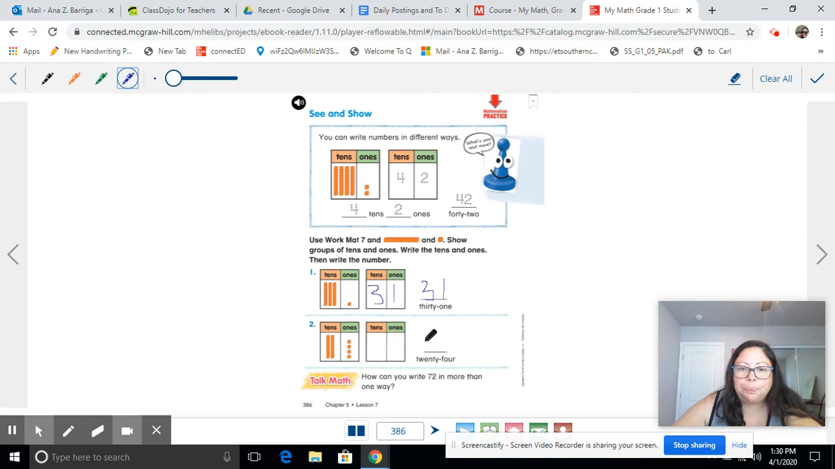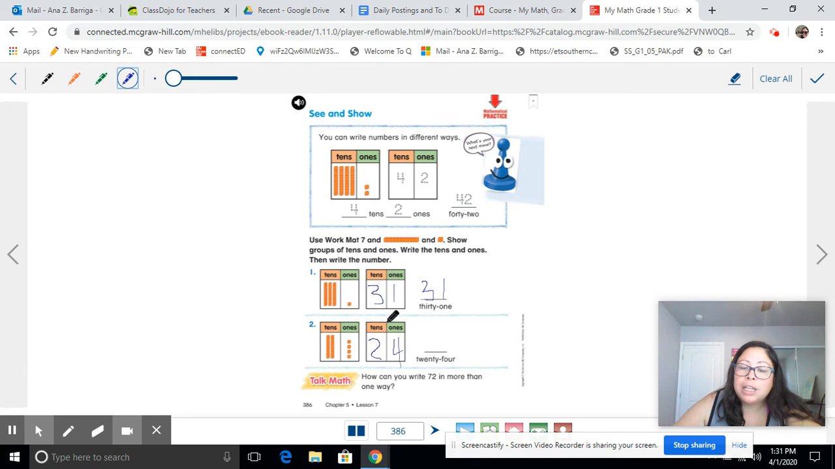So I'm going to write 31 right there. Now here, again, we're doing the exact same thing. It says tens and ones. Say it with me. Tens, ones, tens, ones. So here are how many tens? Go ahead and count them. Yes, there's 2. Very good. So we're going to go ahead and write 2 tens. And then let's count the ones. 1, 2, 3, 4. There are 4 ones. So with 2 tens and 4 ones, that makes the number 24.